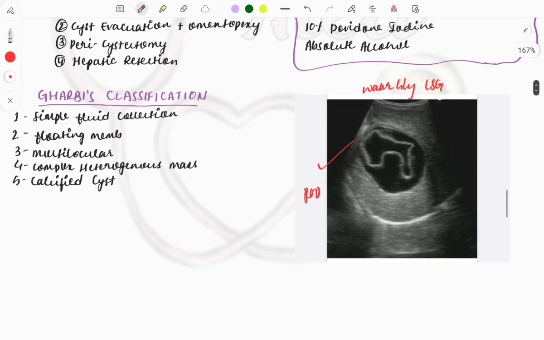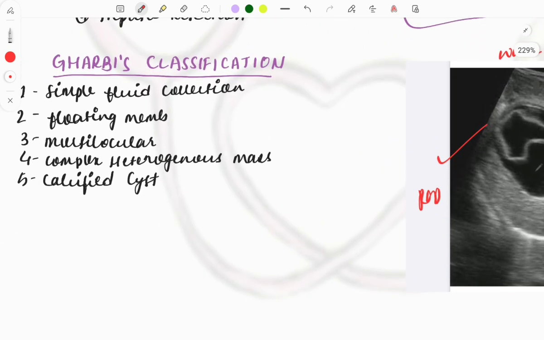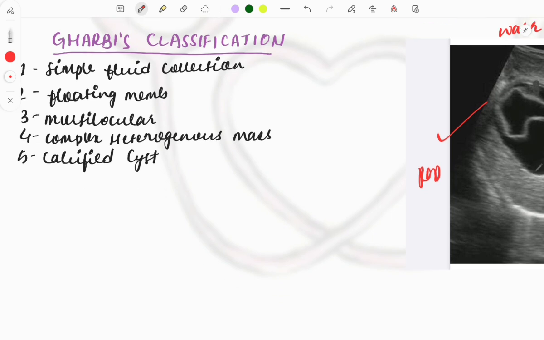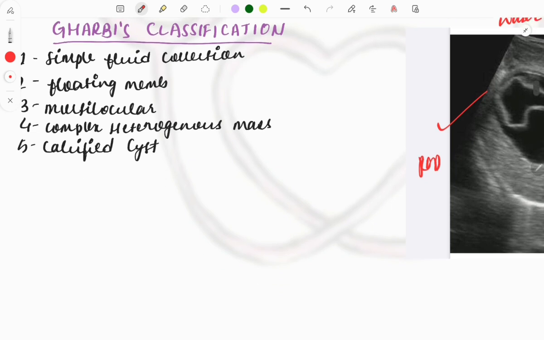And an important classification for this is the Gharbi classification. In that, stage 1 you can see simple fluid collection, then 2 will be the floating membrane, 3 multilocular, 4 complex heterogeneous mass, and 5th will be the calcified cyst.